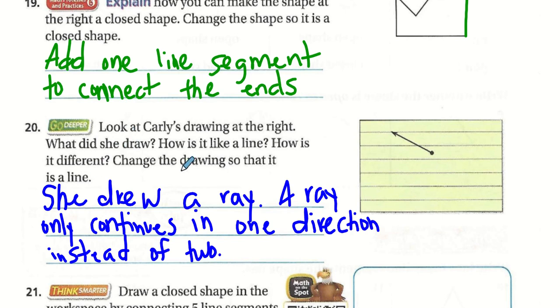And then it says change the drawing so that it is a line. So if we're going to make it a line, we have to continue it on in the other direction and add an arrow down here as well, so that now it's showing two arrows instead of one arrow and one endpoint. So you need to make sure you explained and answered the questions, and then also made the drawing show a line instead of a ray. She originally had a ray. They want you to make it into a line.